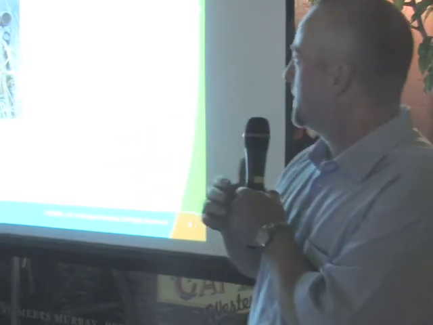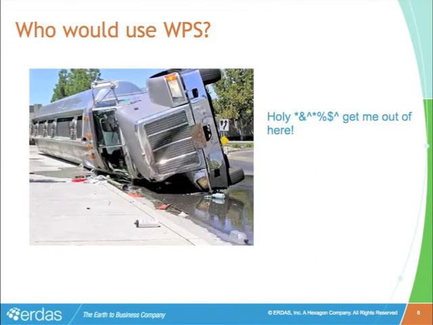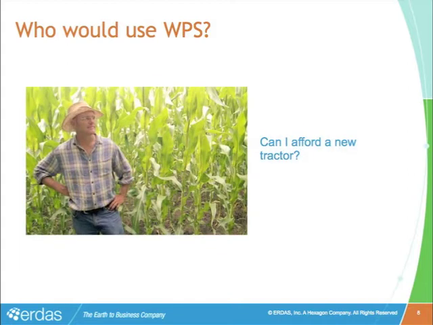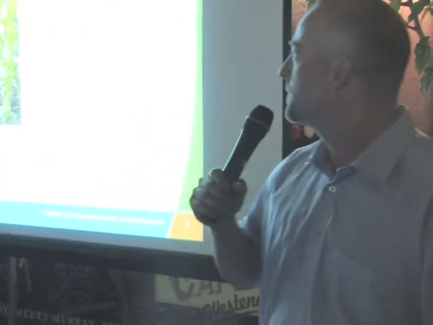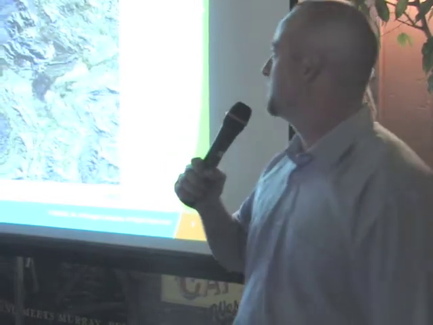So, for example, these military users, we might be asking, can they see us? An emergency service responder, where do I go? This field geologist, show me where the gold is. Or, for example, this farmer, he might want to know how valuable his crop is going to be. So these are all potential users of WPS technology. But how do I create a web processing service?